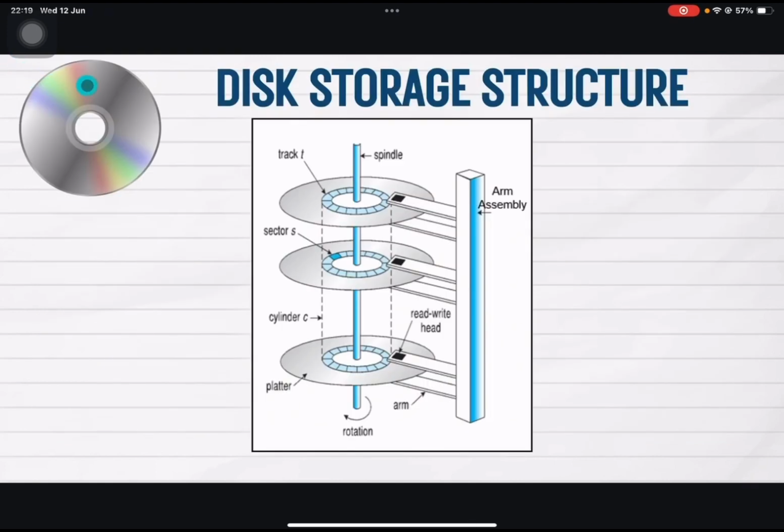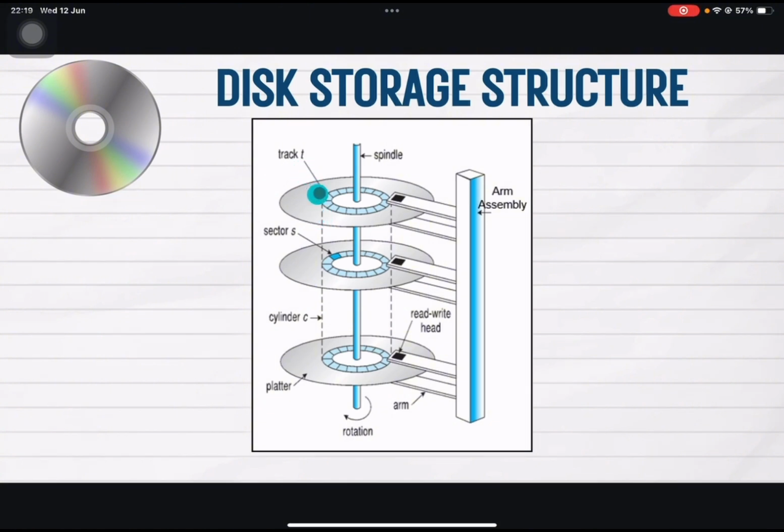Now, we are going to look at the disk storage structure. The first one is the arm assembly. This is the arm of the read and write head, and the back one is the read and write head. It is on the upper layer and the lower layer. As the platter is spinning at the same speed, it will create tracks.